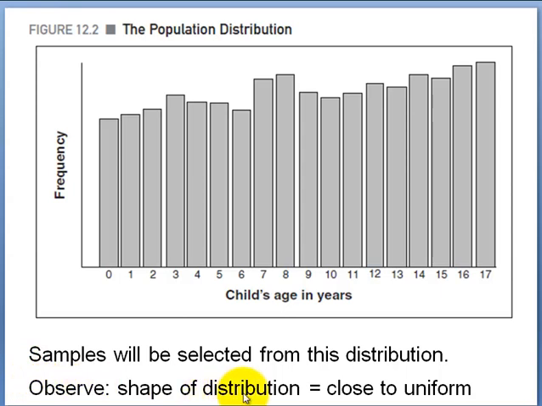Now observe that the shape of this distribution is close to uniform, which is to say there is no bell-shaped curve here. I'm drawing a bell-shaped curve, but rather, the number of kids in different age groups is reasonably the same. There's a slight upward trend as kids get older. But basically, this is a distribution that is close to flat in its shape.